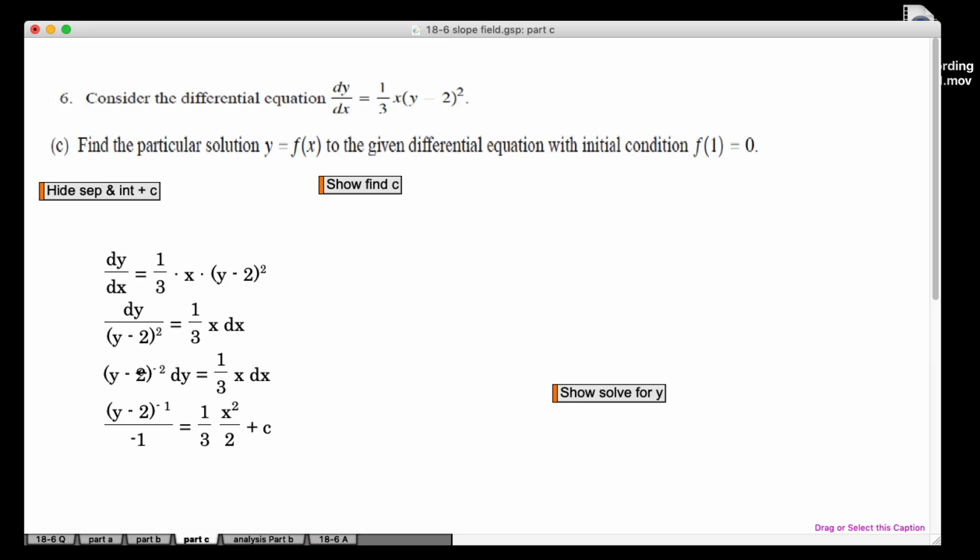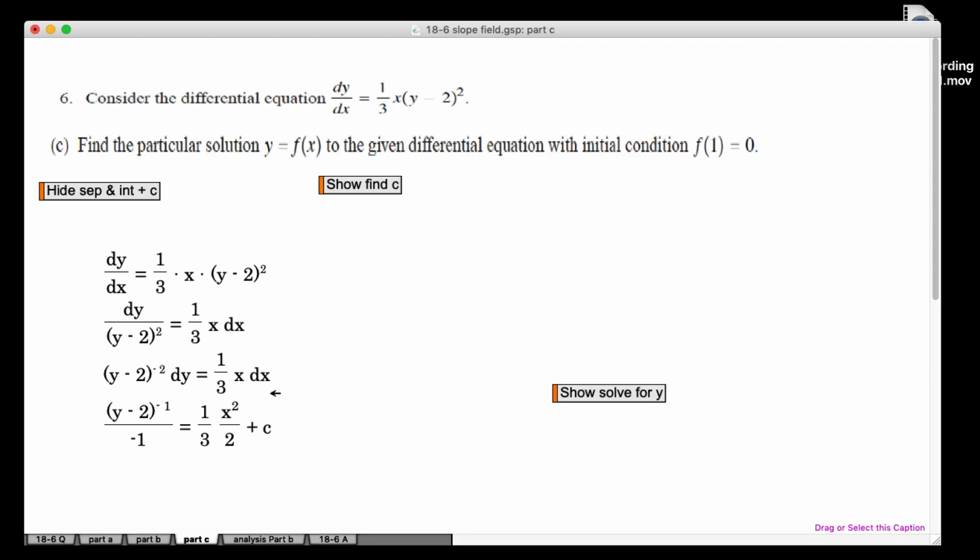Okay, so the integral, use the power rule: you add 1 and divide by that value. And then here I have x squared over 2. Don't forget, very important, to put your plus c. Now, if you notice, I only have one constant of integration.